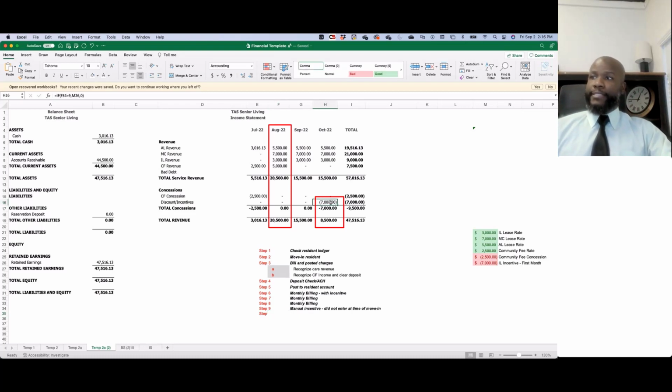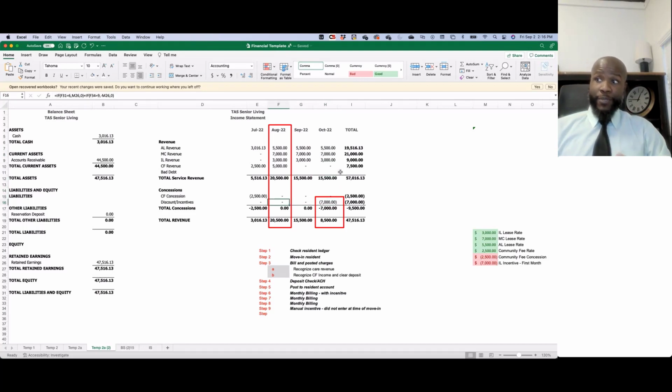So anyway, in that case, the idea is to show that we can have a move in here as long as we put the incentive at the time of move in. And when we hit the billing button, these two steps together, then we're going to show that that incentive is going to cancel out against the revenue. And that's how we want to capture it.